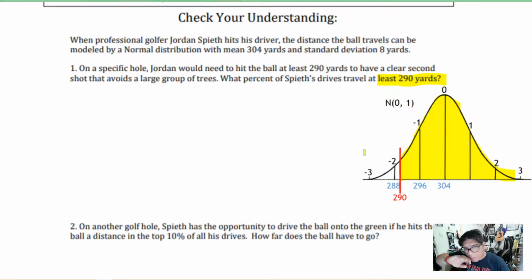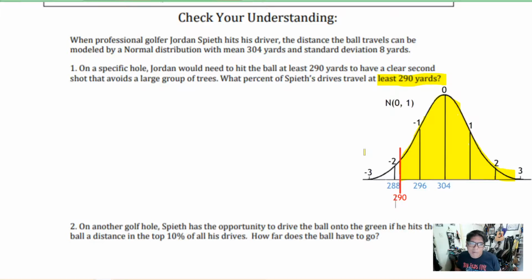I know that the area's got to be bigger than 50% plus 34%. So it's got to be bigger than 84%, but it's got to be less than, I think that's going to be 97.5. So somewhere in that range.